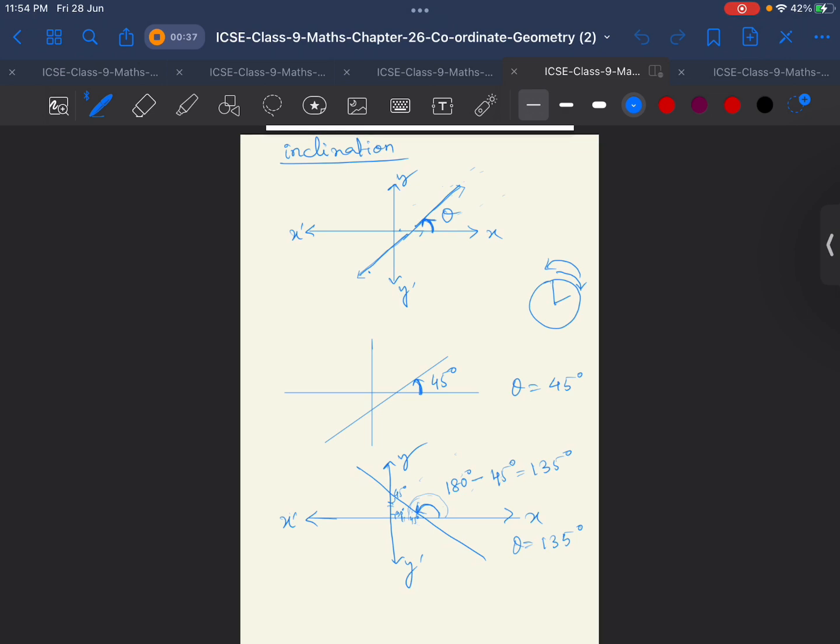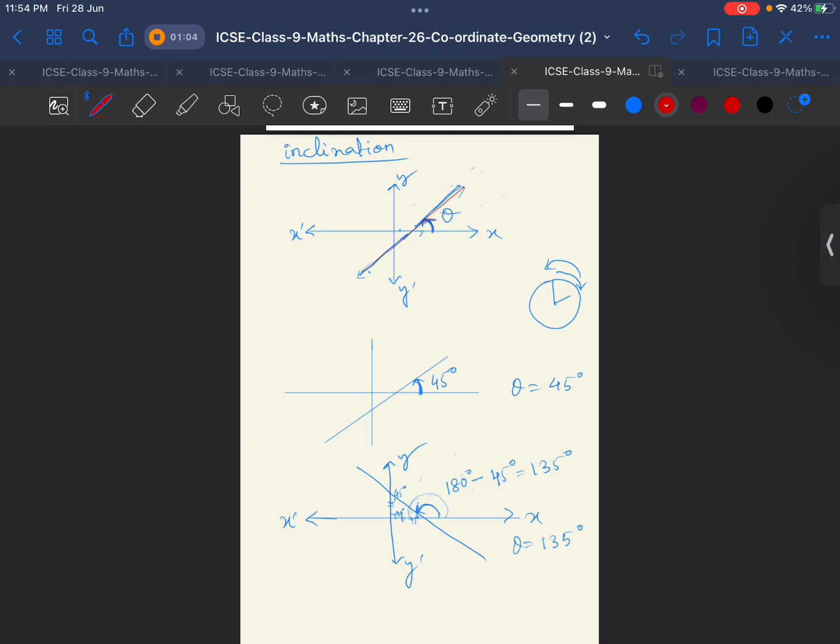Inclination of a straight line. This is a straight line. Here the inclination of a straight line makes an angle theta, this is the theta angle, with the positive direction of the x-axis, that is in the anti-clockwise direction. Okay, this is called inclination.